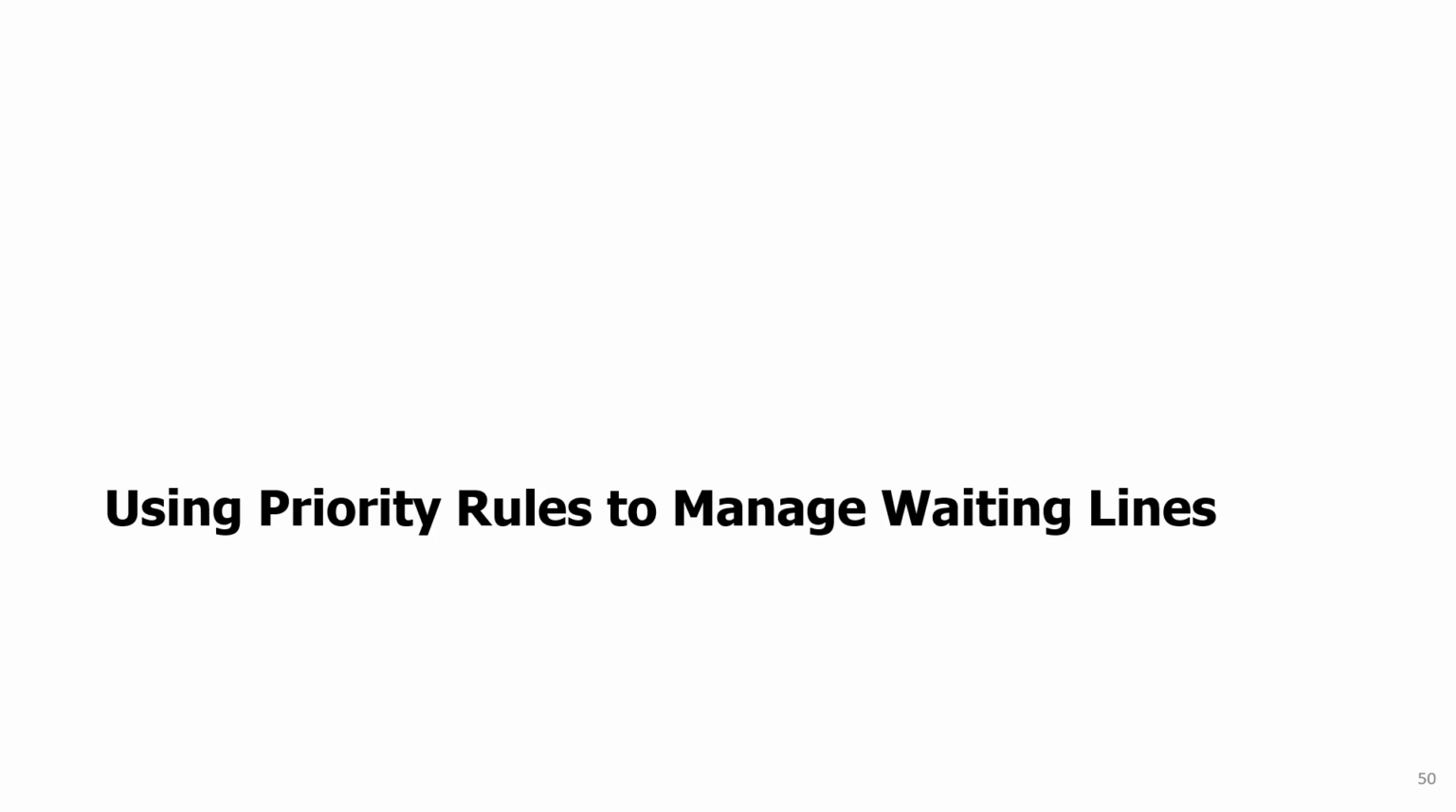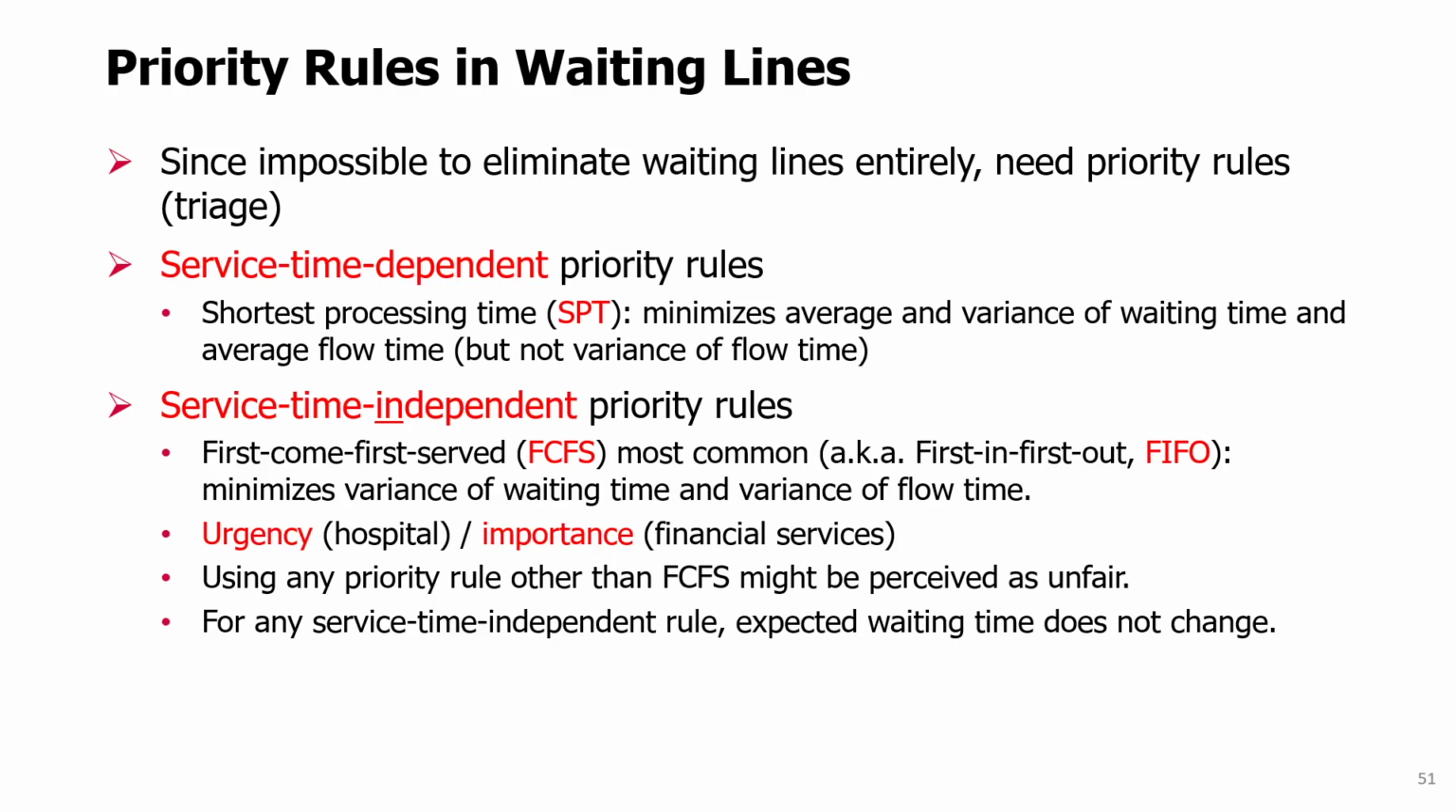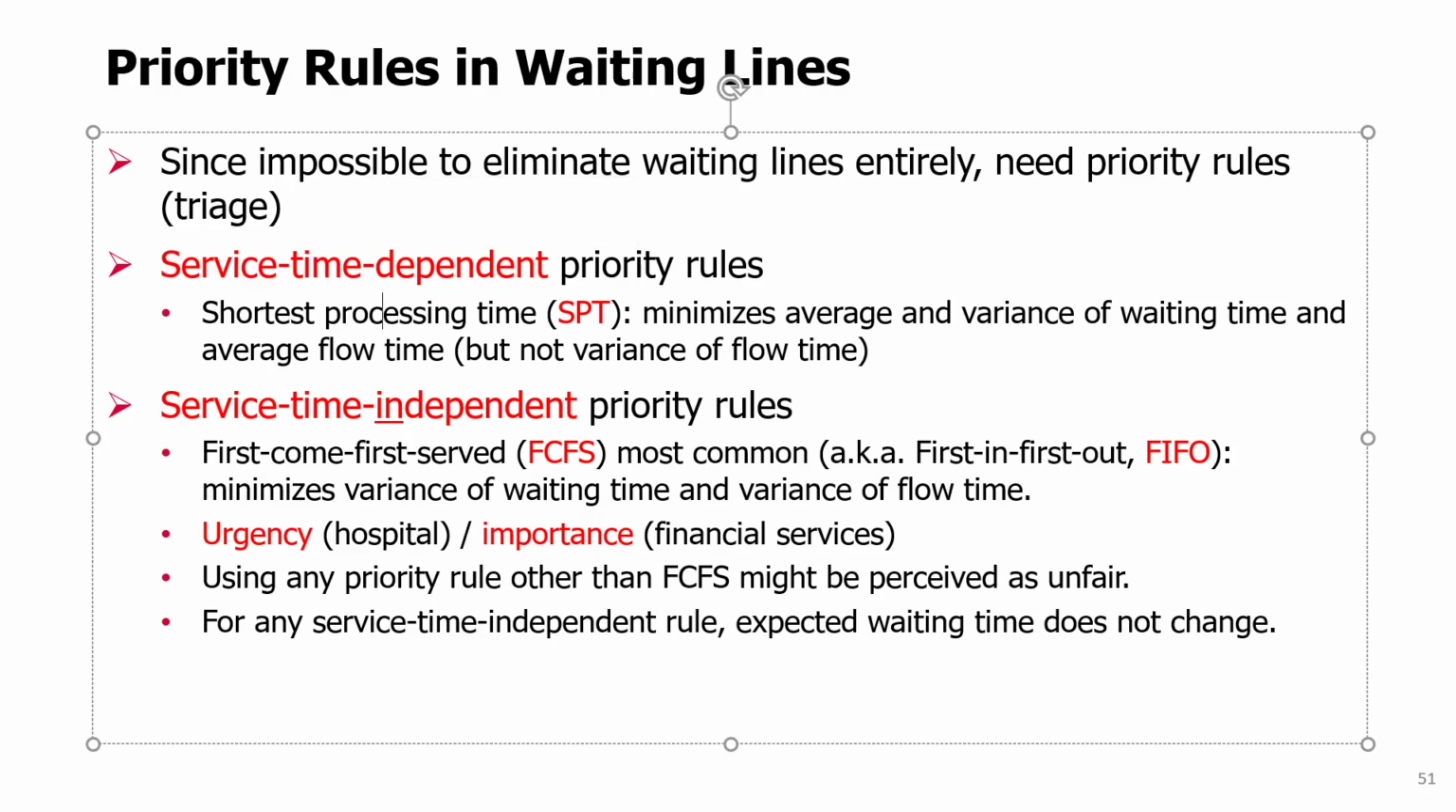Using priority rules to manage waiting lines. In many cases, we cannot avoid waiting lines entirely. And in this case, when we have multiple customers waiting, we might think about what's the right order to serve those customers. There are two ways to approach this. Either we can decide who's served first based on service time, if we, of course, can estimate it, or we can use other rules that are independent of service time.